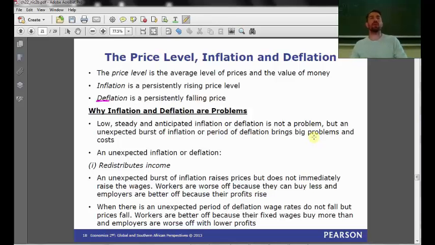Okay? So it's only when your inflation rate changes suddenly or if it's changing rapidly that it becomes a problem. Okay? So especially periods of things like hyperinflation. That's when the inflation rate is increasing at a very, very fast rate. Okay? Then we have a problem. Then that leads to instability. So, there's also this idea of anticipated inflation. If it's anticipated, it's not a problem. If it's not anticipated, it becomes a problem.